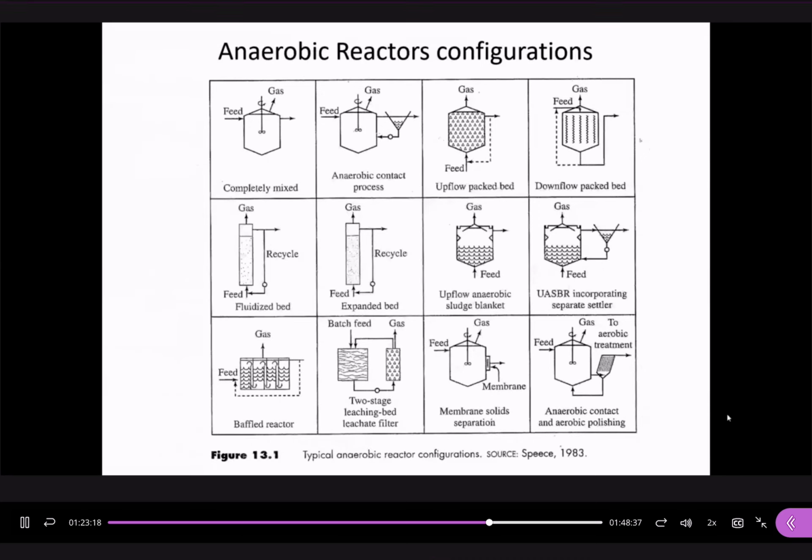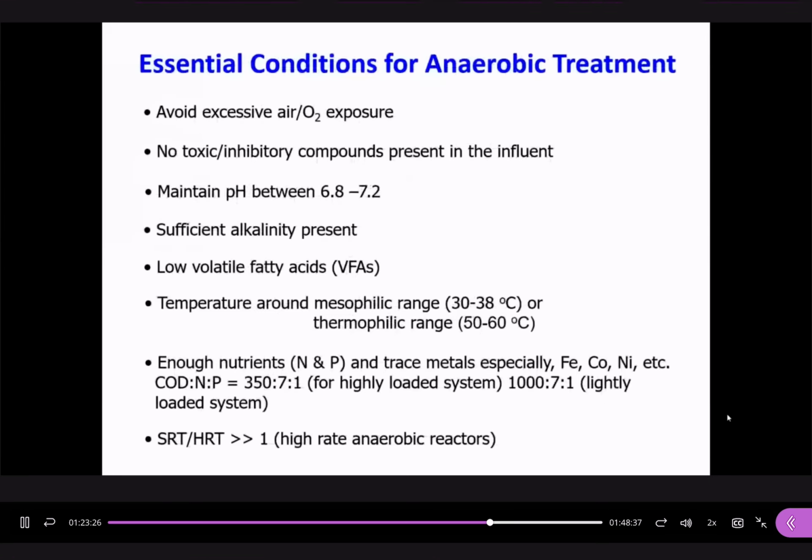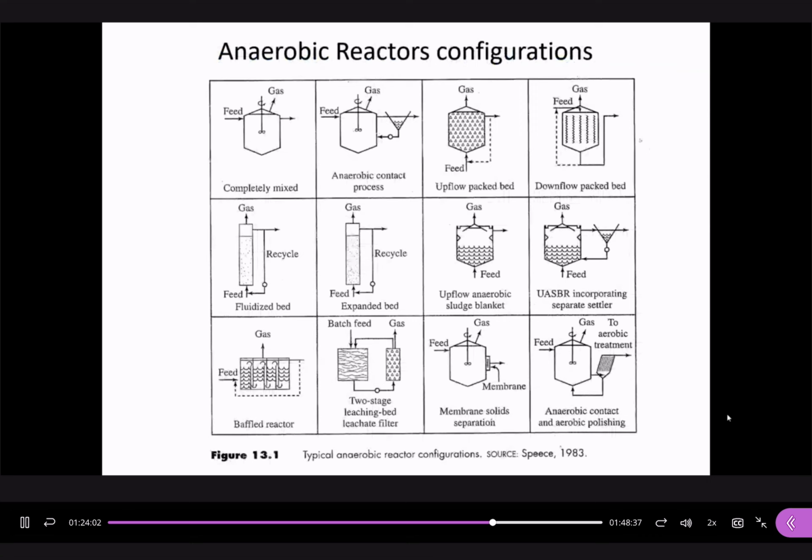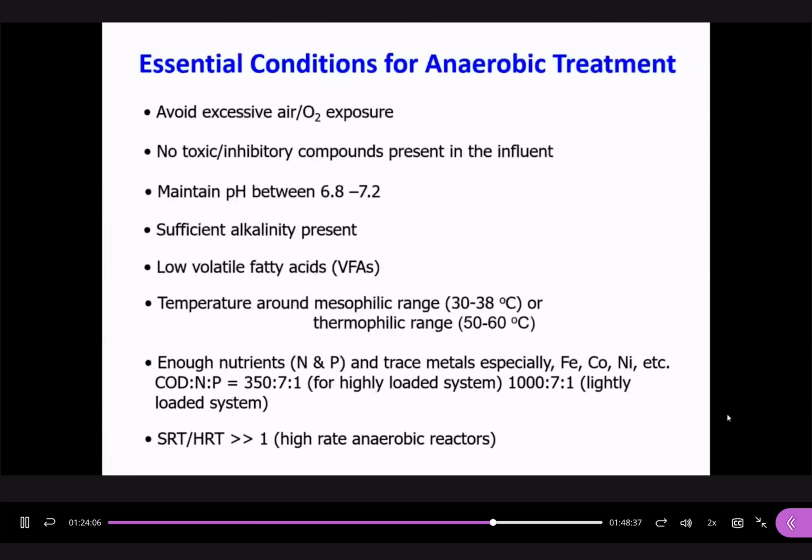And then, what are the essential conditions? How do environmental factors affect anaerobic treatment? And what's the difference between aerobic and anaerobic treatments? That's also important. You should know that the application of anaerobic treatment is different from aerobic treatment because of different features. That's the part you need to understand, manage, and apply, but not this type of figure, because we do not talk about design or process modeling. So we'll not emphasize these reactors in this topic.